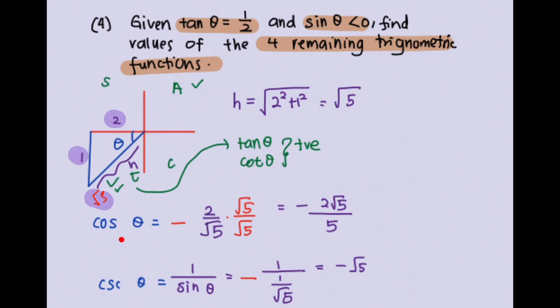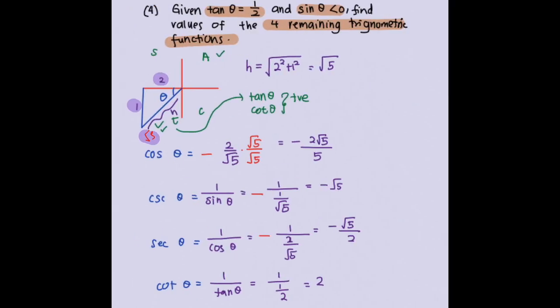Now let's find for cos. So cos, let's put in a negative sign. Okay, so let's read for cos, adjacent over hypotenuse. So 2 over square root 5. So the answer is minus 2 square root 5 over 5. Now let's see for cosecant. So cosecant is 1 over sine. So let's find the value of sine. Sine is opposite over hypotenuse. So this is 1 over square root 5. Alright, so 1 over this number here is negative square root 5.